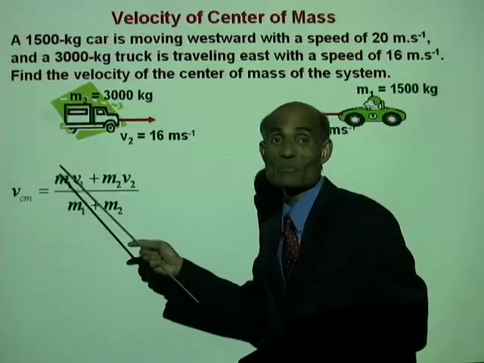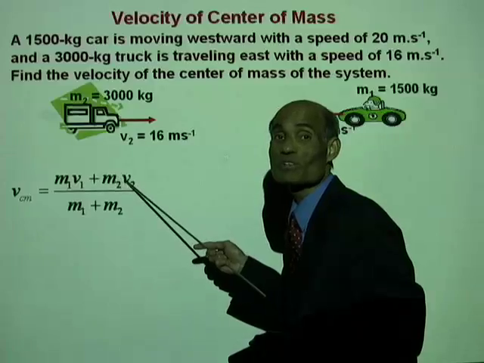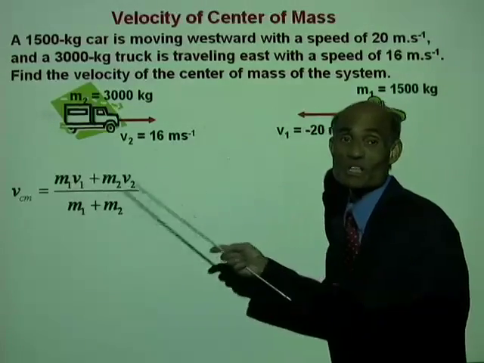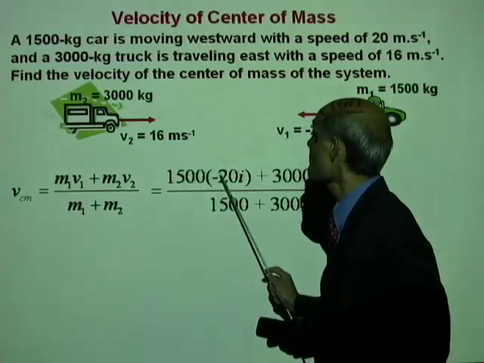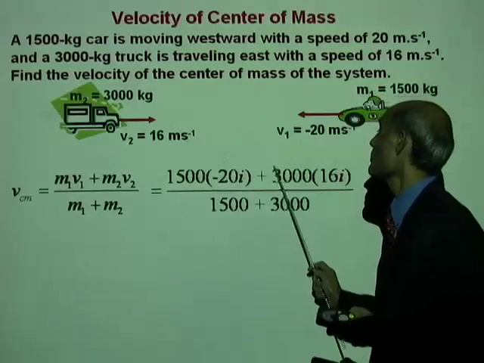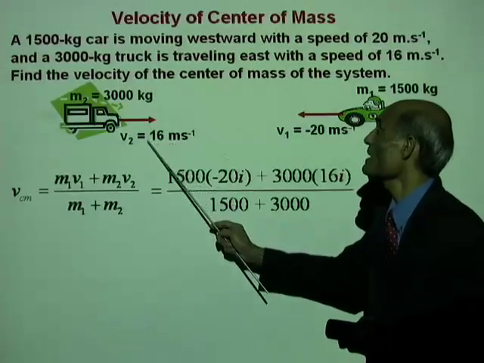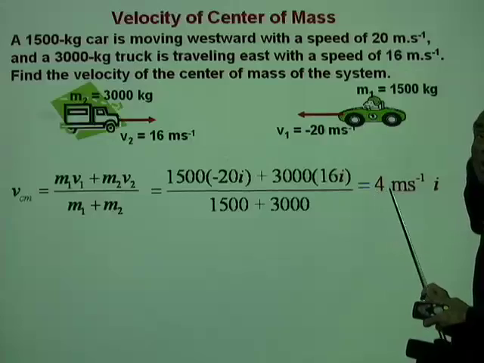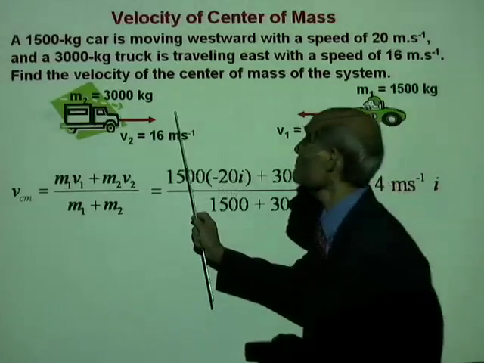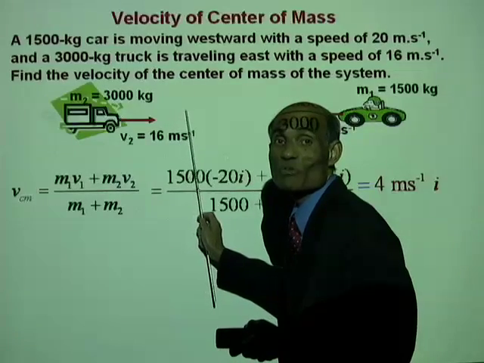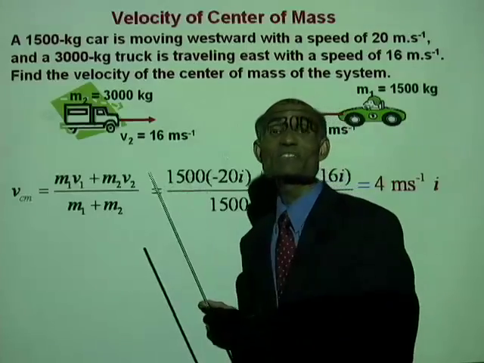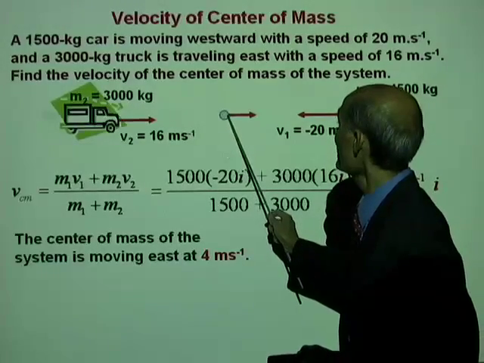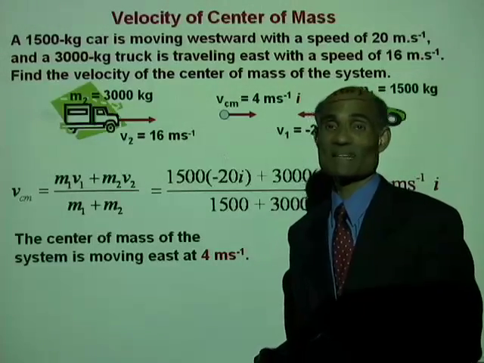And we need to find the velocity of that center of mass. V center of mass equal to m1 v1 plus m2 v2 divided by m1 plus m2. Very simple equation. Once you identify all the quantities, simply use them in the equation. m1 v1, 1500 times negative 20 i plus m2 v2, 3000 kilogram times 16 i, divided by m1 plus m2. And that will be 4 meters per second i. The center of mass of these two vehicles will be moving at 4 meters per second in the east direction. That's the center of mass. It is moving east at 4 meters per second.